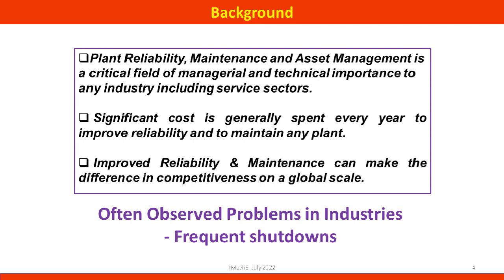And condition monitoring has advanced over the decade. But if you look into several industries, and when I say several, not all, you always see there is frequent shutdown. So this is a problem. Why is frequent shutdown happening? It means that the condition monitoring used within several industries, not all, may not be using the technique very efficiently.